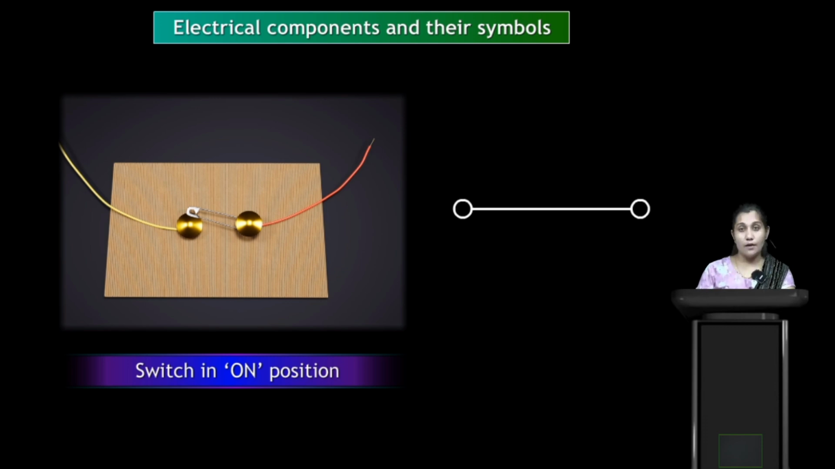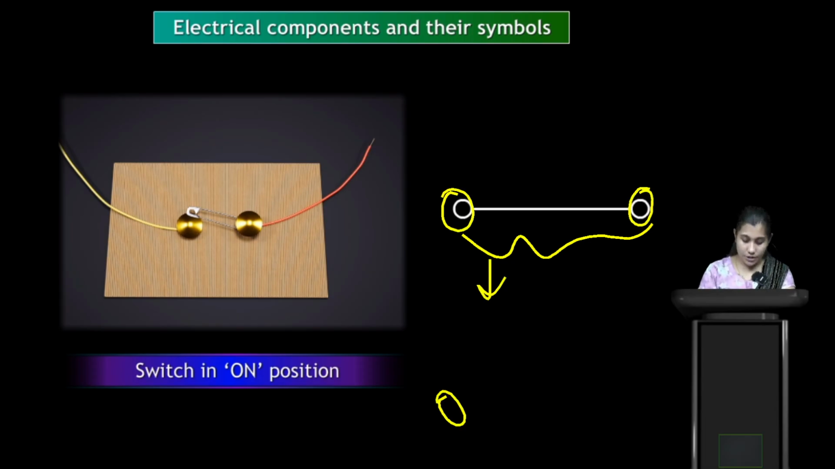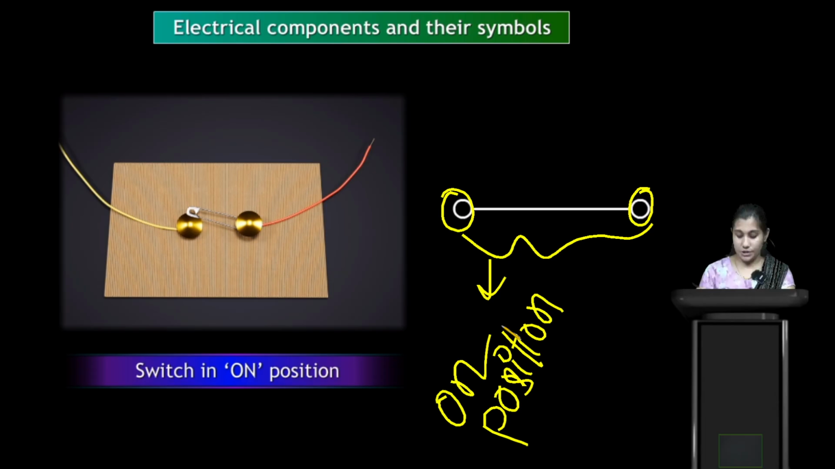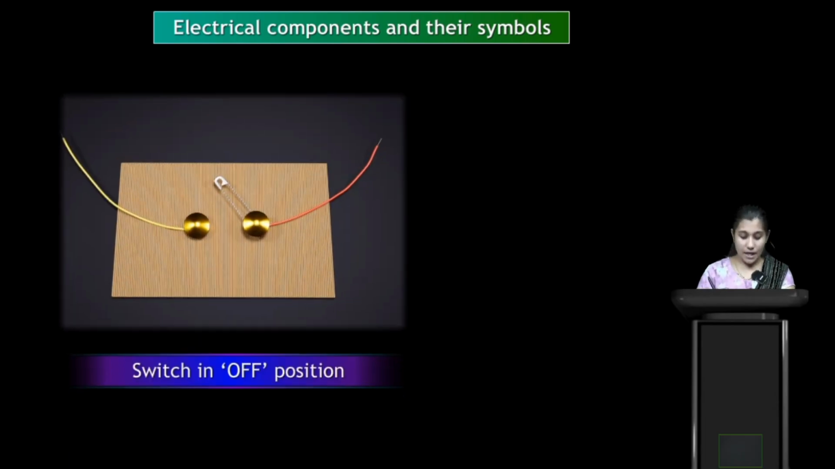See, this one is a switch in on position, means a straight line. When there is a straight line between these two dots, then we will represent it as the switch in on position. This one, switch in on position. Okay. And now this one is a what? This one is a switch in off position. What I said, when we disconnect the safety pin from one of the pins, then we consider it as a switch in off position. Okay.